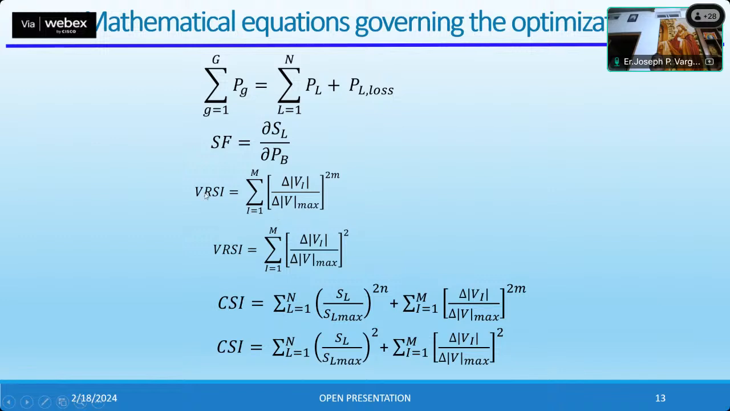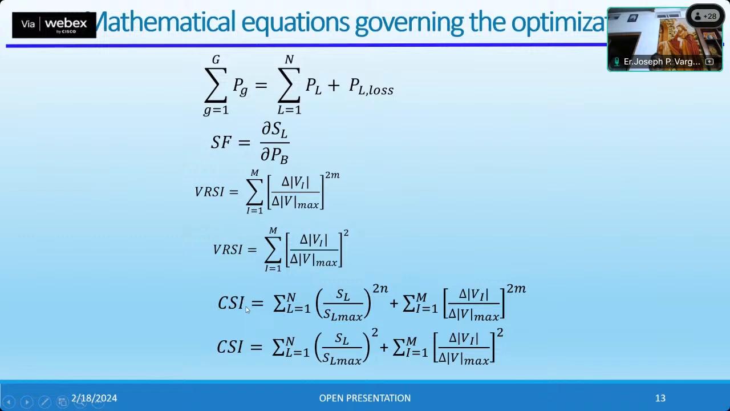And another terminology is the voltage-related severity index. It is the change in voltage divided by the allowable range of voltage, raised to the power M. And from Allen Wood's book, the optimal value of M is equal to 1. The equation becomes VRSI is equal to the change in voltage by maximum voltage, raised to M.